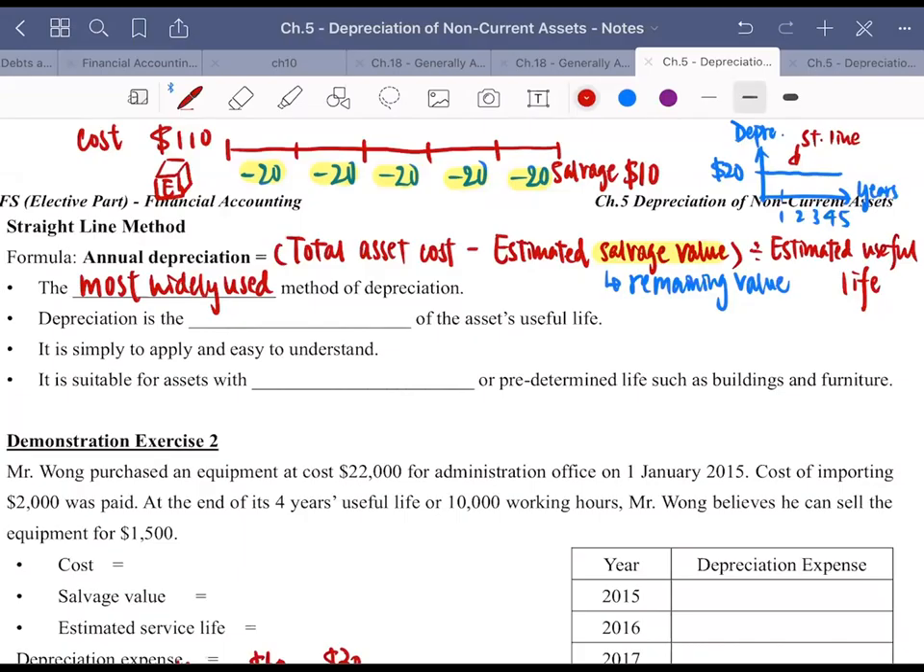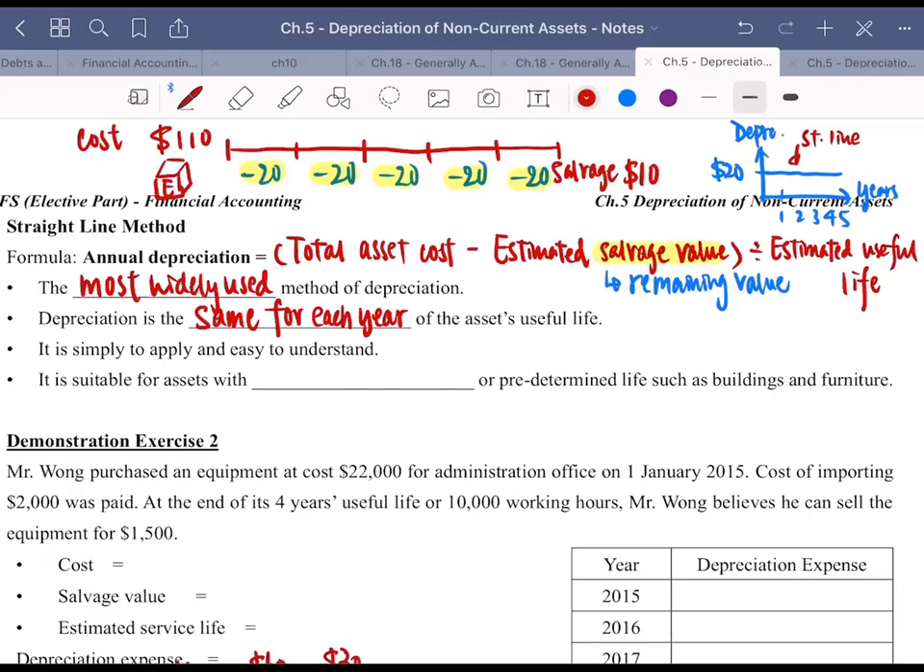And the second point would be that the depreciation is the same for each year throughout the whole asset's useful life. As we have just talked about, each year would have the same amount of depreciation. So it is very simple to apply, and it is very easy for the accountant to mark down each year's depreciation.